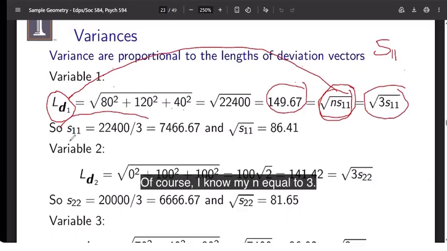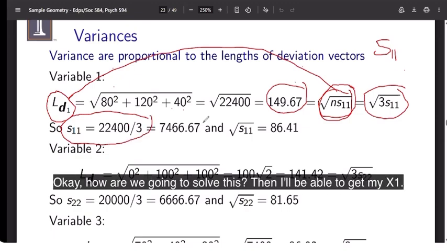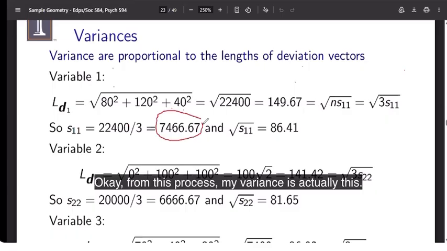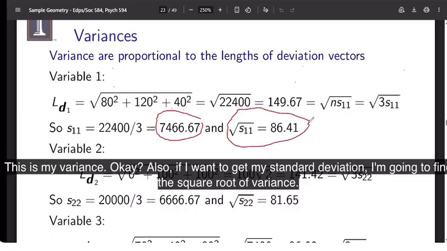This is my x11 now. Okay, my x11. So my variance right now, from this process, is actually this. This is my variance. If I want to get my standard deviation, I'm going to find the square root of variance. You see that now? I got my variance, I got my standard deviation.